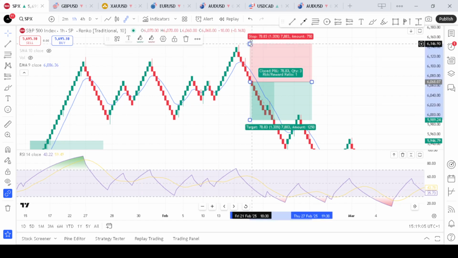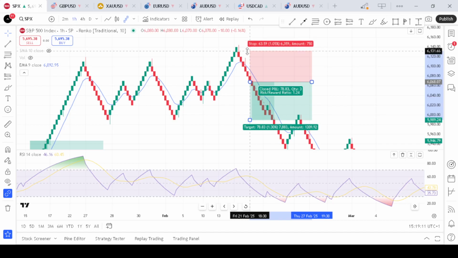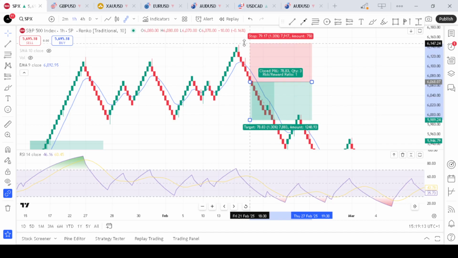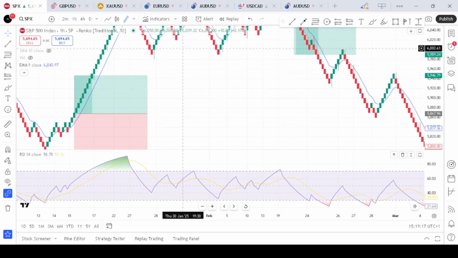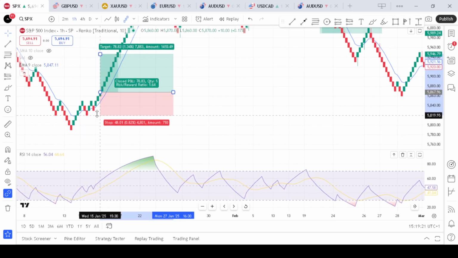Then we place our stop loss just above the last swing high. In this area, this is where we set our stop loss. Then in terms of our long trade, we'll set our stop loss just below the last swing low. This is where we'll set our stop loss.